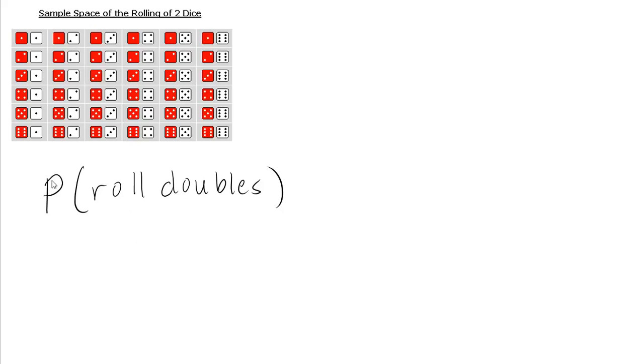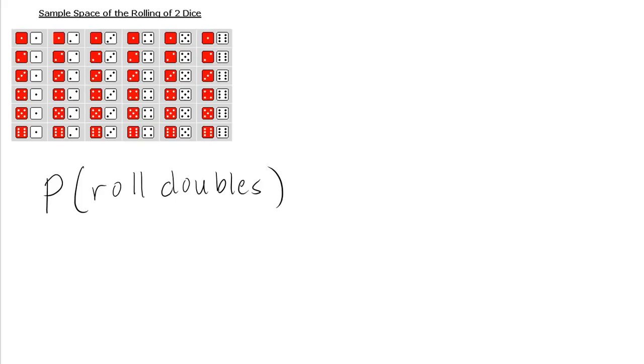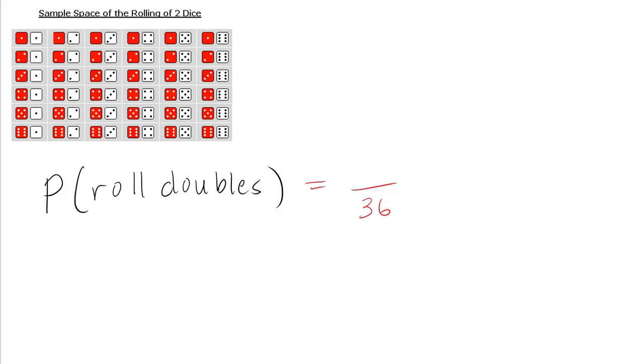So our rule says that the denominator of our probability is the number of outcomes in the sample space. And we said that there are 36 outcomes in this sample space, so the denominator of our probability would be 36. The numerator of your probability is the number of outcomes favorable to your event, which basically just means the number of ways your event can occur in the sample space. So we have to find all of the outcomes in the sample space that represent the event rolling doubles. That is where the dice match.